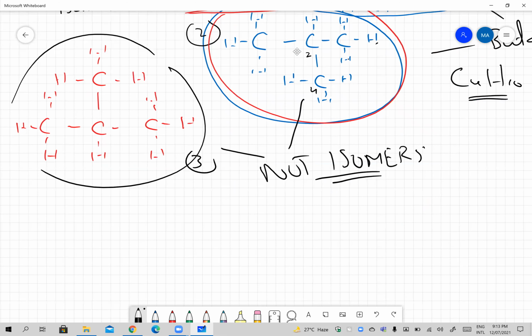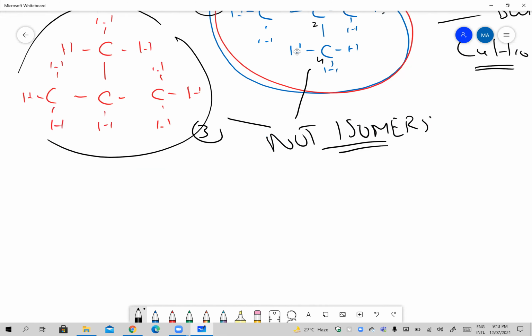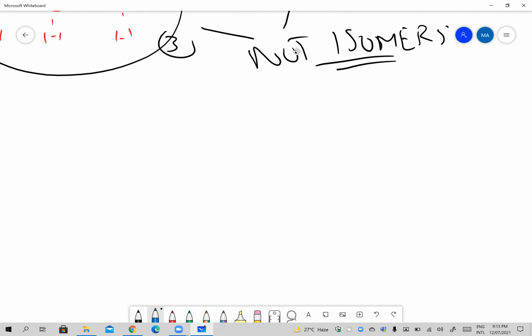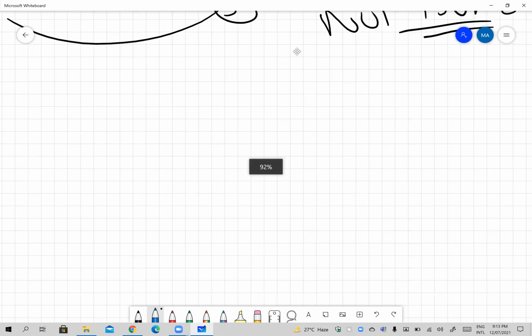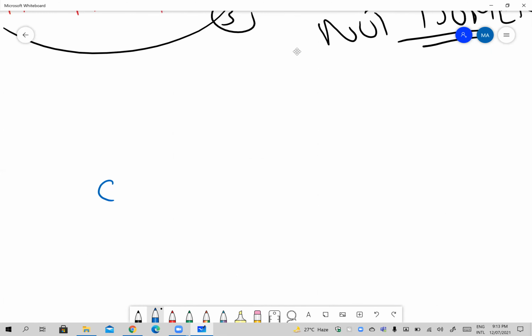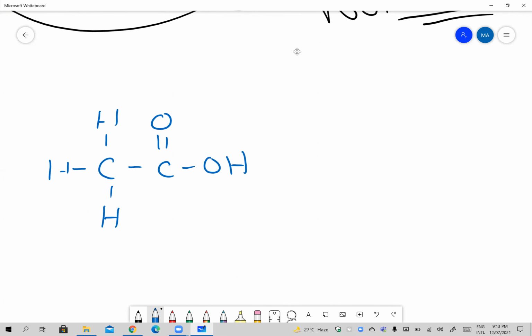All right. Let me give you another example regarding these exceptions. Let's say we have a compound here, CH3, C double bond OH. Now, this is compound number 1. Let's say we rotate this compound to a different angle. In that case, what if we take this OH and place it on this side here?